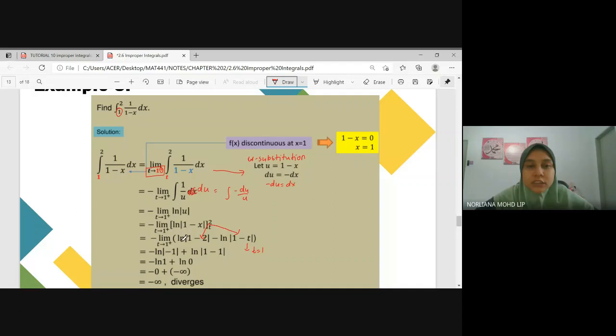Okay, so tadi solution dia ln negatif 1 kan. Negatif 1 dia akan jadi positif lah. Negatif ln 1. Okay. Plus. Ni jadi plus lah, ni minus ni kan, so akan jadi plus. Ni sepatutnya plus ni. Plus ln 1 minus 1, 0. So negative ln 1 plus ln 0. Okay, negative ln 1. So 0, ln 0 is negative infinity.